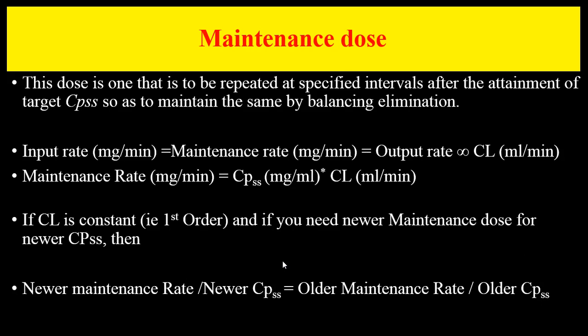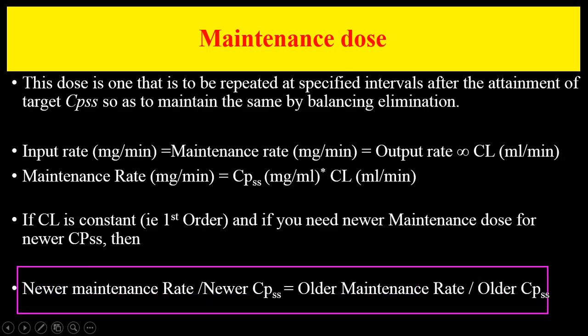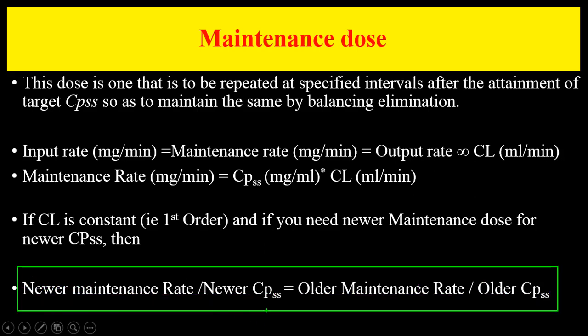For example, you can achieve 100 microgram per ml CPSS, or if you increase the dose, if you increase the maintenance dose also, the maintenance rate, then it could be increased to 300 or 400, isn't it? So this formula calculates this. Okay, you look over it yourself now.